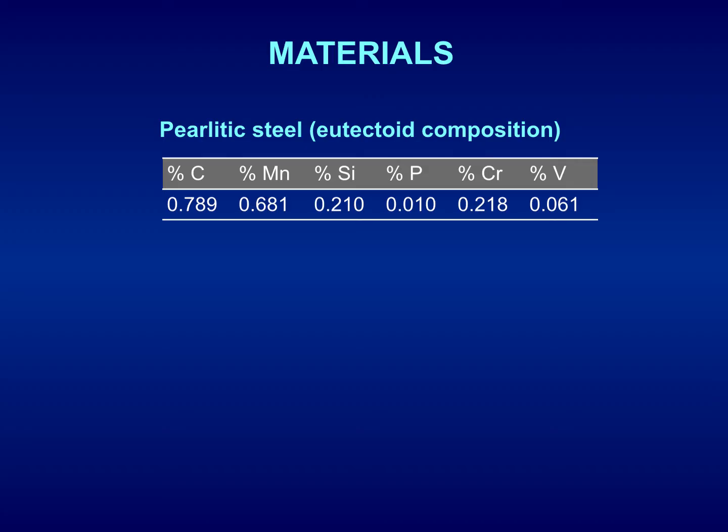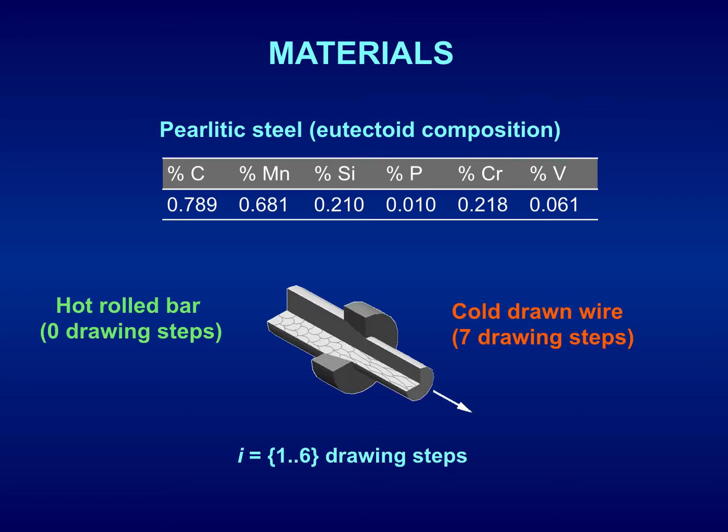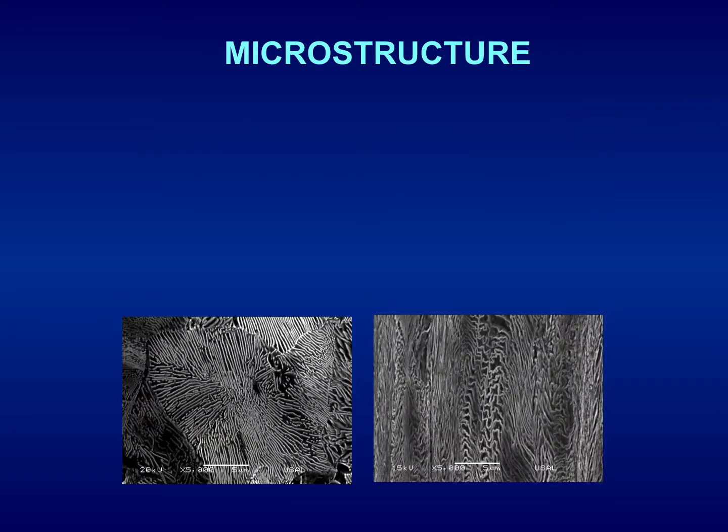We have used a pearlitic steel with eutectoid composition, 0.8% of carbon and other elements. From the hot rolled bar, 0 drawing steps, base material that is not cold drawn at all, green color, left hand side, in red, orange color, the cold drawn wire that has undergone 7 drawing steps. This is commercial pre-stressing steel wire.